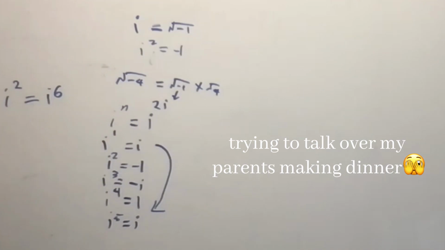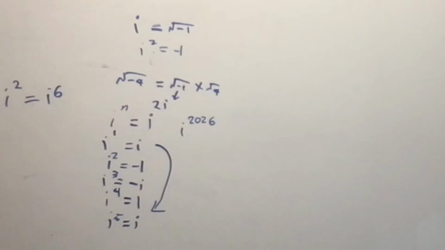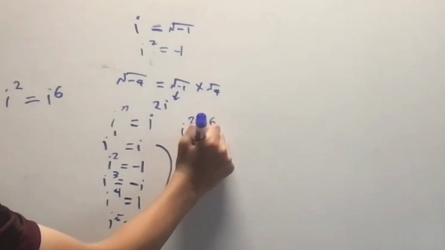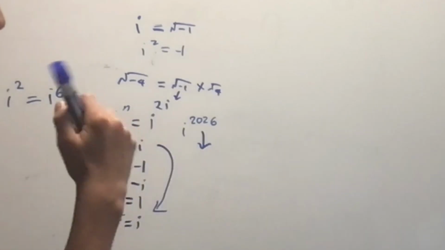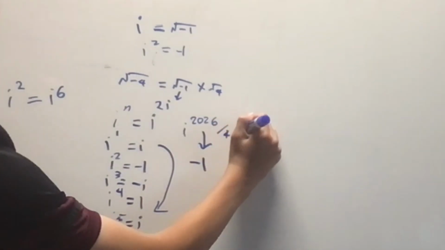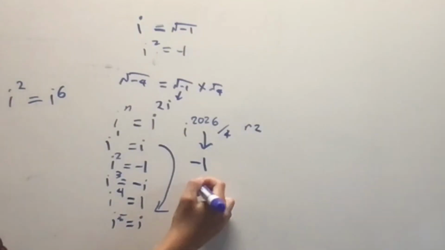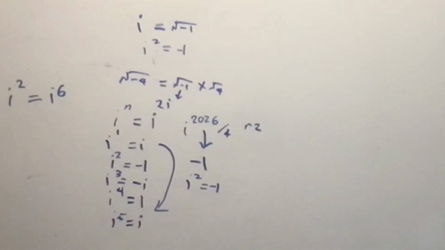For a practice exercise, let's try to evaluate what i to the 26th is. Give it a few moments to think about it for yourselves and let me know what you think. The solution to this is -1. We see this because when we divide 26 by 4, we get a remainder of 2. Therefore, it's i squared, which is -1. Thank you for listening and have a great day.